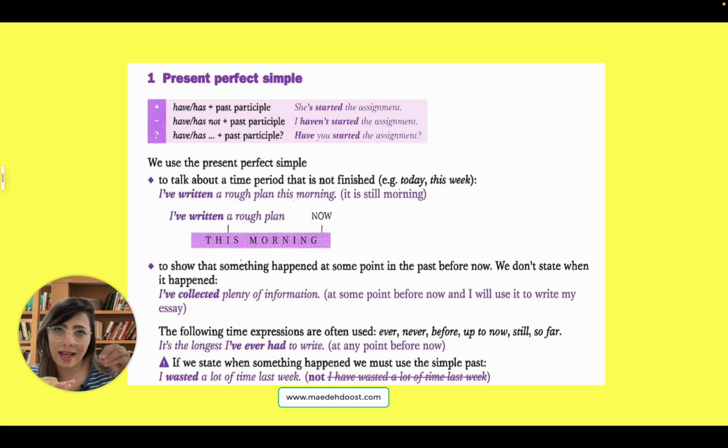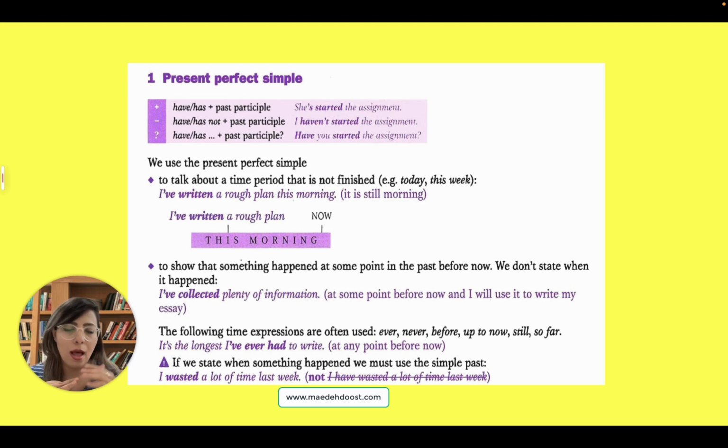Where should we use never? Between have and the main verb. I've never. It is a positive sentence. We bring never here. I have eaten. I have never eaten. So we don't use haven't. When we use never, it makes the sentence negative itself. Before or before now. It means before now.